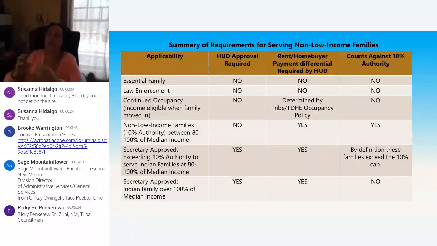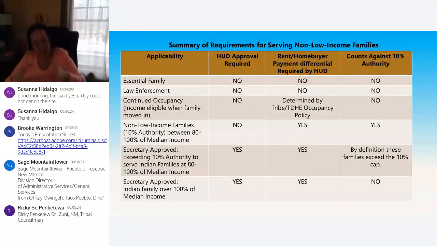Secretary approved. Should you go over, let's say you have $300,000 to help your non-low income families. You're a big housing authority, okay? And you need $301,000 to be able to help that last family, because you're counting that 10% authority. You need to get HUD's permission and say, hey, we have one more family and we're short, like $2,000 or whatever it is. Can we assist them? And they'll give you a yay or a nay. And by definition, they already exceed that cap.